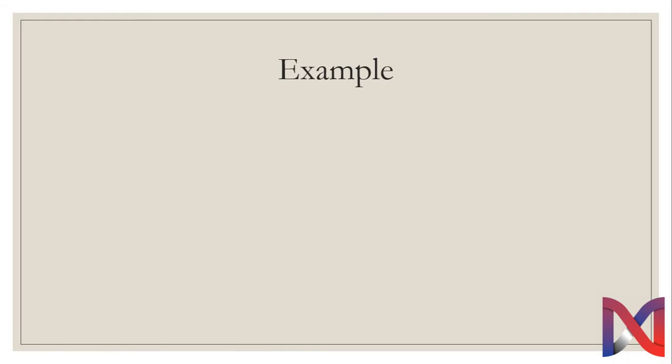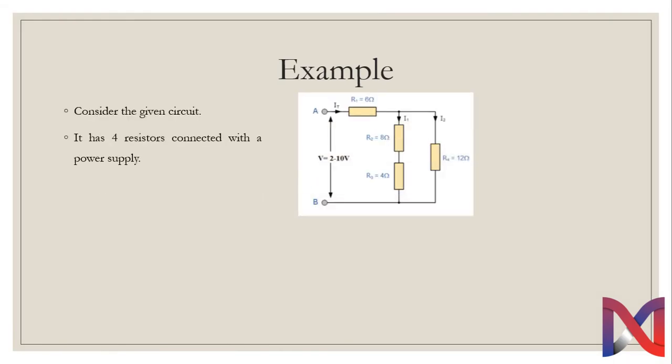Let's move to our example. Consider the given circuit. Here we have 4 resistors connected to a supply. We need to take the supply as variable. That is, we can adjust the voltages from 0 volts to 10 volts. We have 4 resistances: 6 ohm, 8 ohm, 4 ohm and 12 ohm.